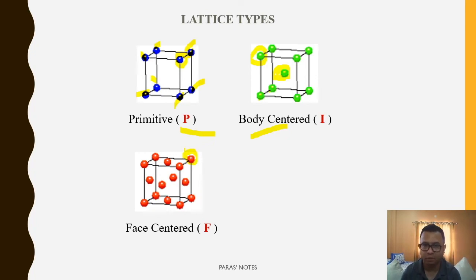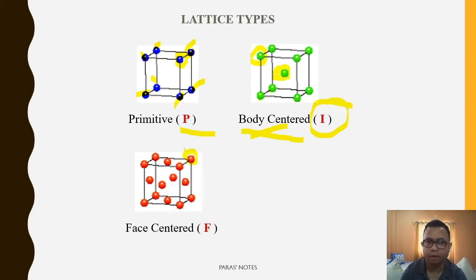So in addition to the 8 particles, if you have one more particle present in the middle of the body, that is why the name is body centered, and usually we represent this by the symbol I. Again I am repeating, in primitive there are only 8 corners, but here in addition to the 8 corners you also have one particle in the middle, and that is why we call this a body centered unit cell.